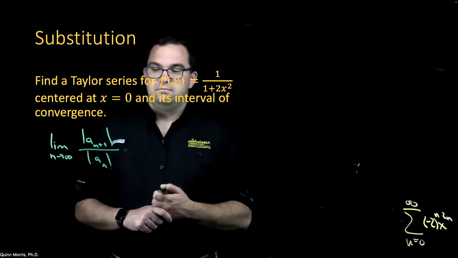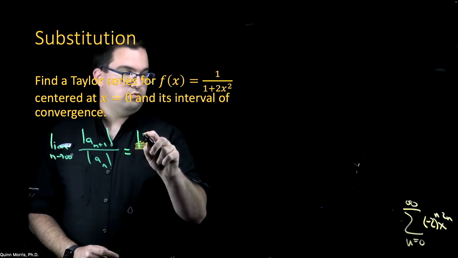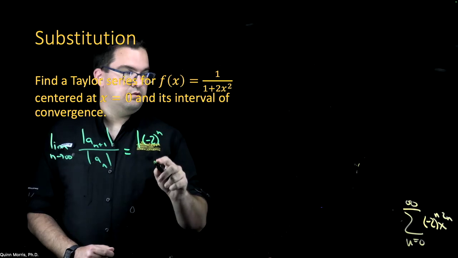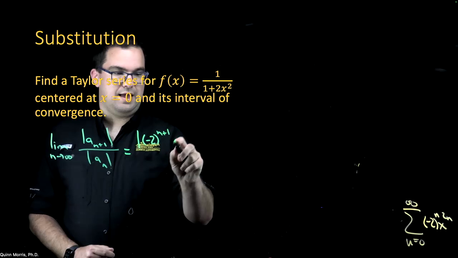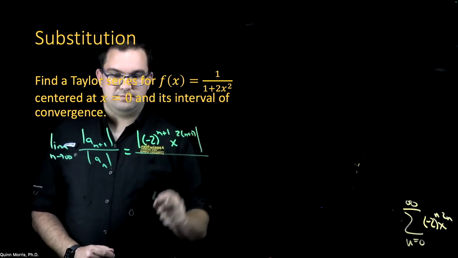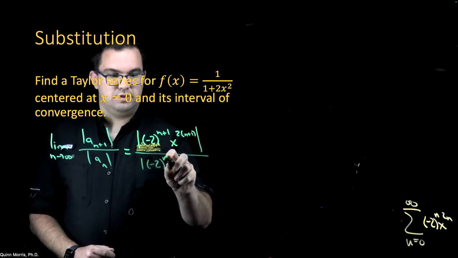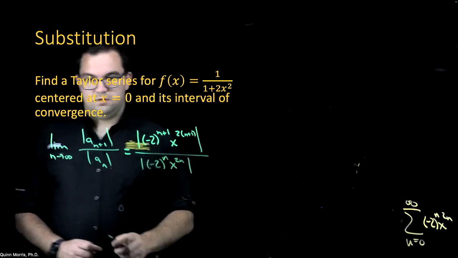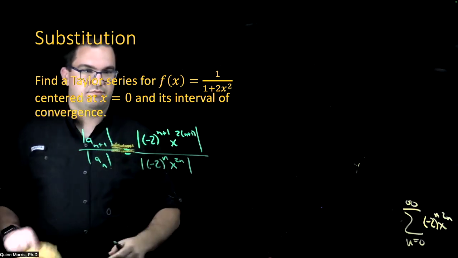So I could go all the way back here. My n plus first term would be minus 2 to the n plus 1 times x to the 2 times n plus 1, in absolute values, divided by minus 2 to the n times x to the 2n. And sorry, let me not worry about the limit yet. Let me first just simplify this ratio.